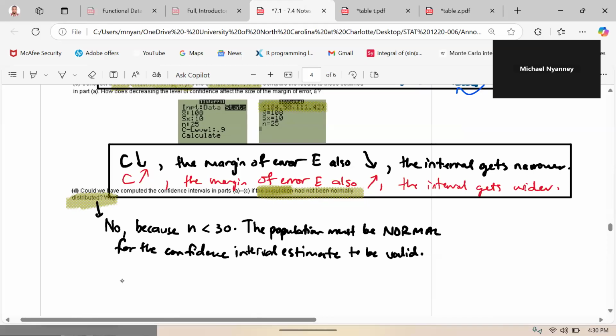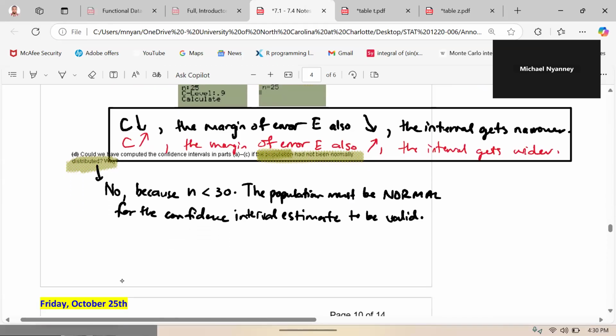Okay, so in case we are not using our n and we are using the confidence level to determine whether our interval is decreasing or increasing, then we know that when c decreases, the margin of error also decreases and the interval gets narrower. If c increases, the margin of error increases and the interval gets wider.